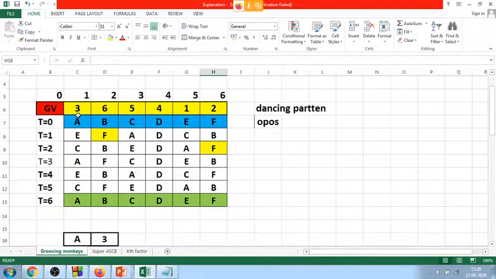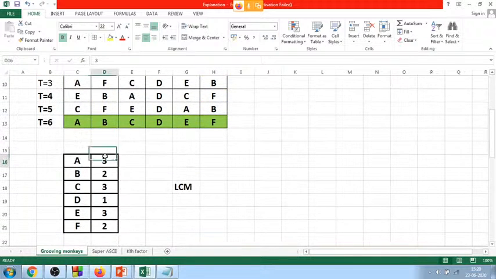Given the pattern, we are supposed to find out for each and every monkey how many steps are required to come back to original position. So by using these values, if you find the LCM of these steps, you can find the number of seconds required for the monkeys to come back to the original position. Now we can go ahead with the program.